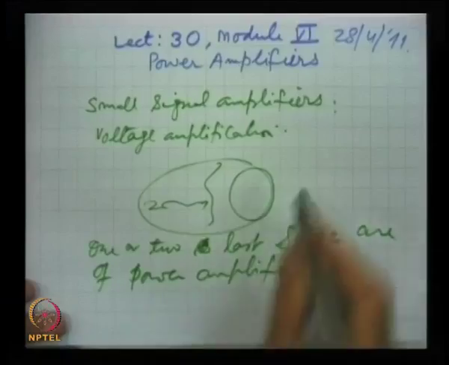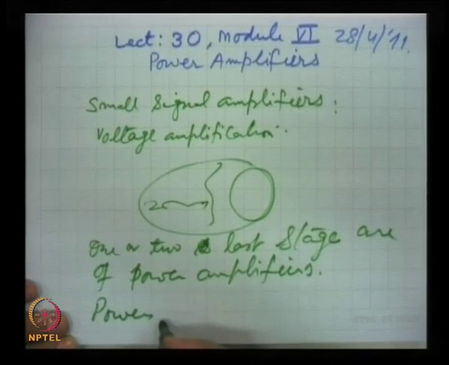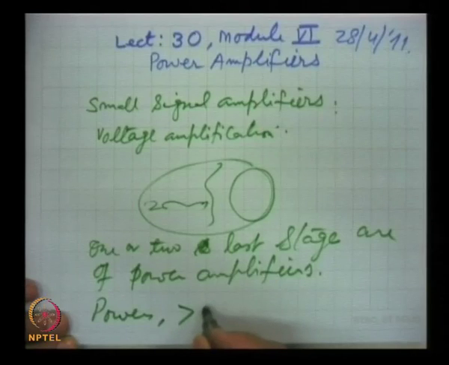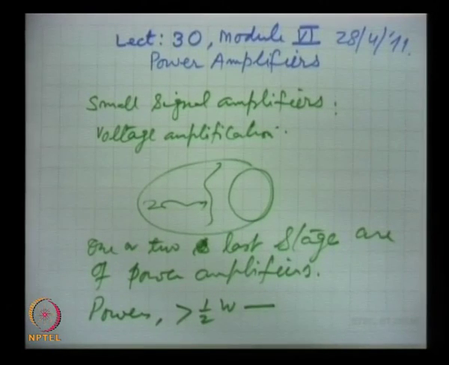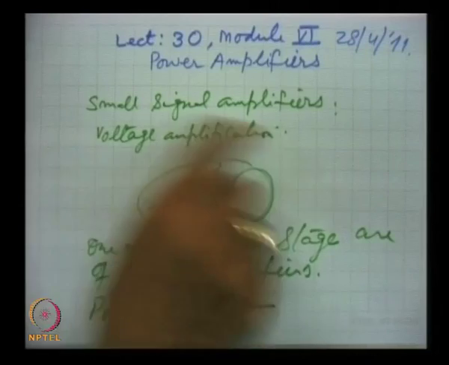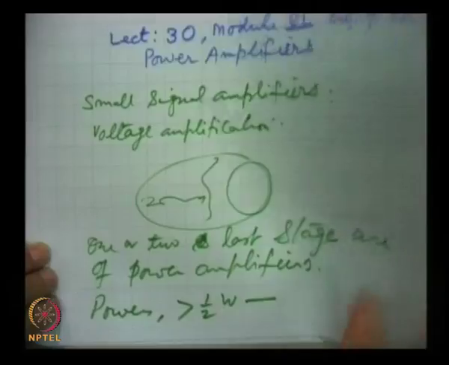The boundary between small signal and power amplifiers is normally arbitrary, but in power amplifiers we talk of powers in excess of half watt to several tens or several hundred watts and even more, while in small signal amplifiers these are quite small, less than 500 milliwatts in general. So, we go for power amplifiers.